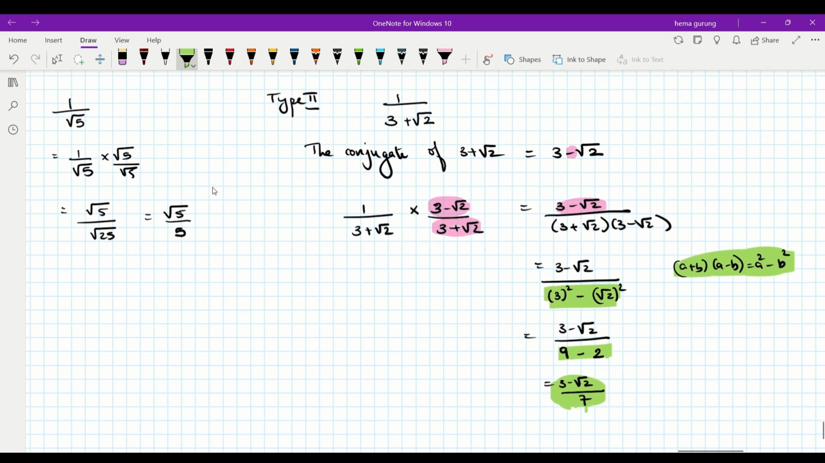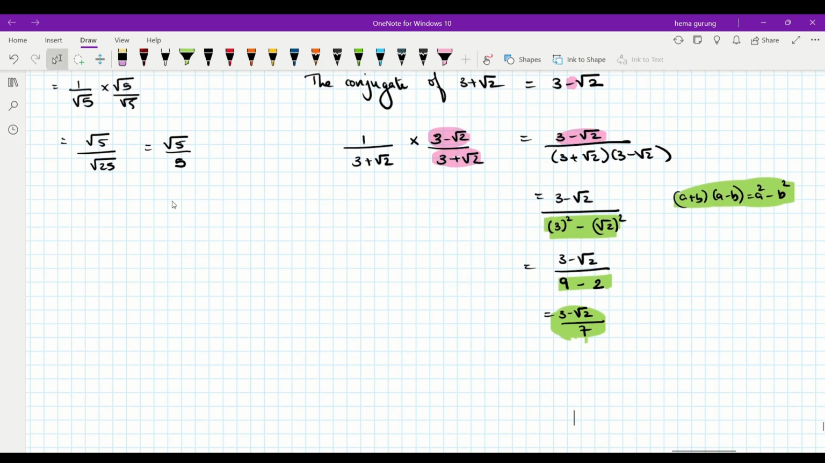Let's do one more question of type 2. Type 2 again. Okay, for type 2, this time I'm going to take 1 divided by, let's say, root 3 plus 2. Now what's the conjugate of the denominator? The conjugate of root 3 plus 2 is root 3 minus 2.